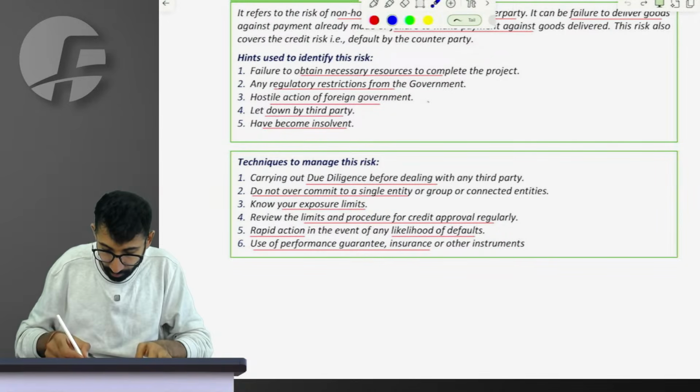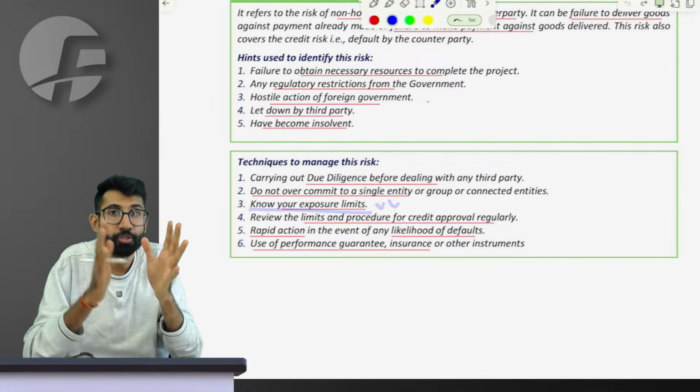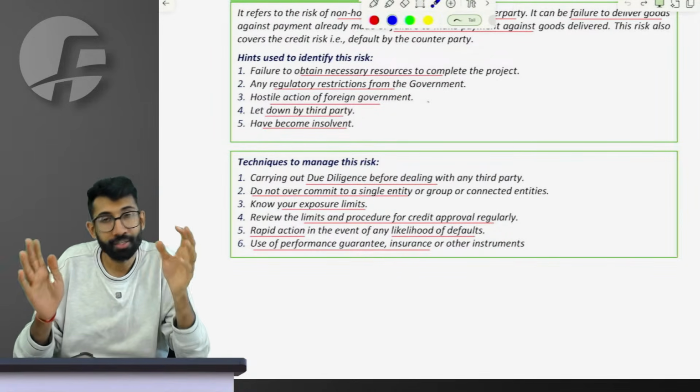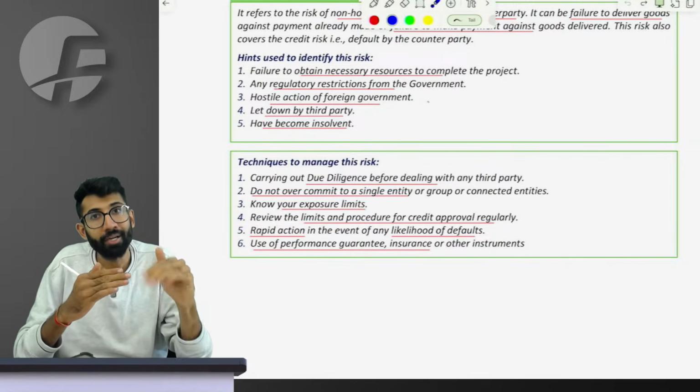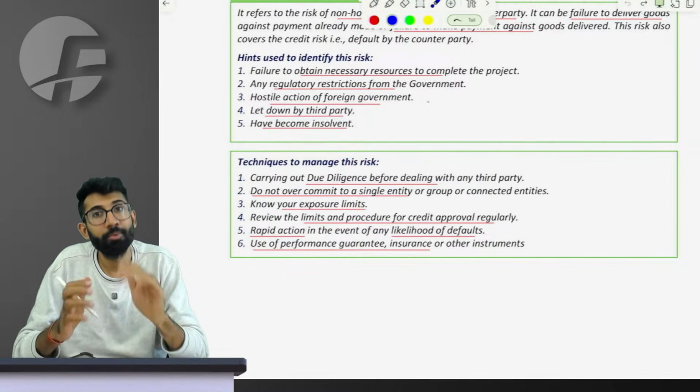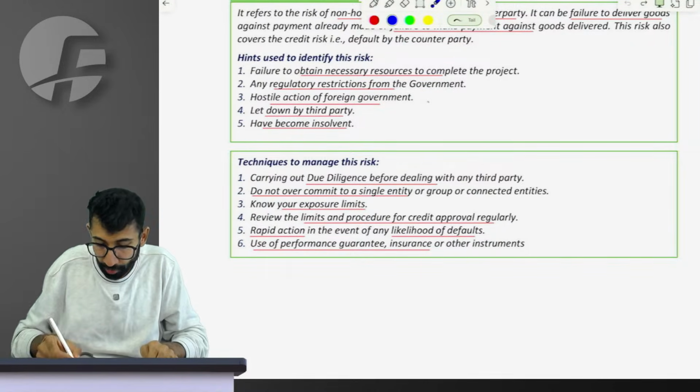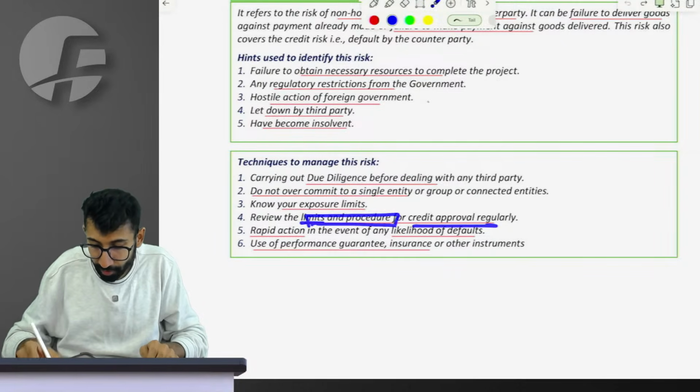Perfect. Sir, know the exposure limit. How much should you be exposed to different parties? You should know. More capable party, higher level of exposure. Less capable party, lesser level of exposure. Review the limit and procedure for credit approval regularly.